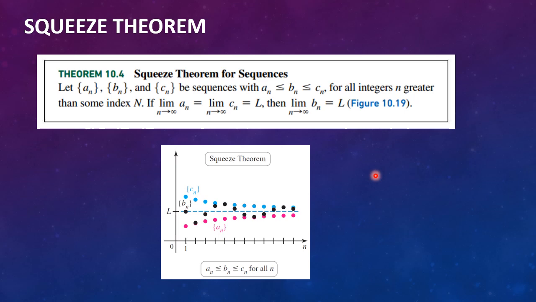Okay, so again, the idea of the sequence: if there's three sequences, and B sub n is always between A sub n and C sub n, for some index, and if the limit of the lower sequence is equal to the limit of the upper sequence, and they equal some value L, then because B sub n is always between them, it also must go to L. And the idea is, of course, that the upper and the lower sequences are actually squeezing it to that same value.